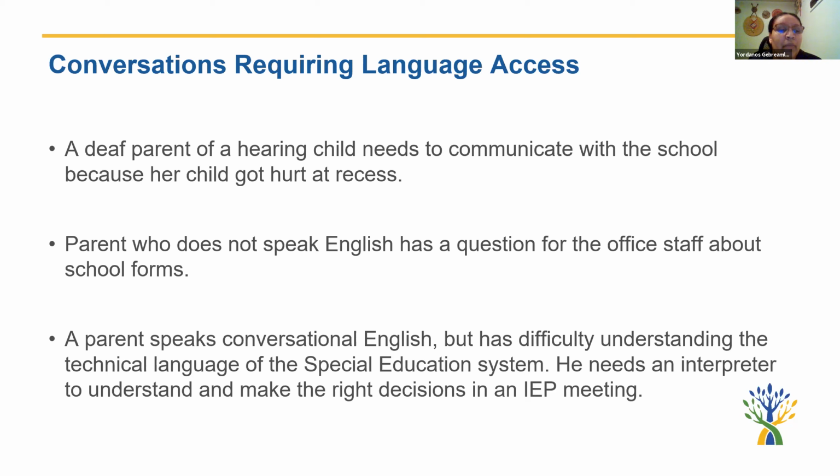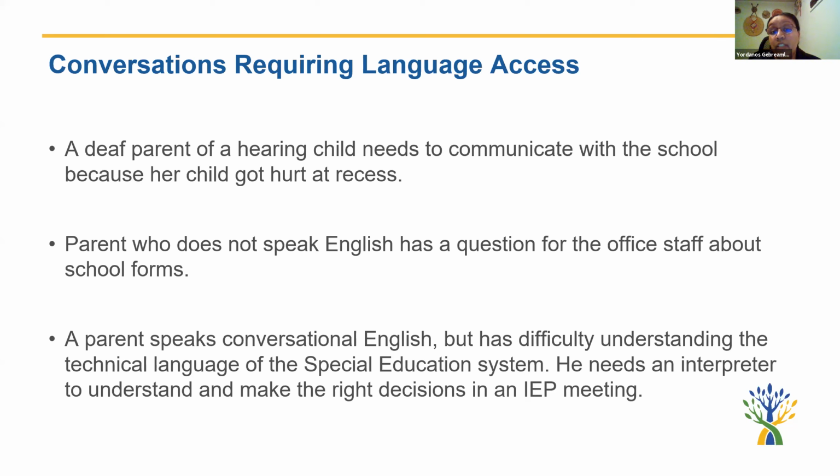So just lean into that and respectfully check in to see if there might be support that's needed. To give examples, if there hasn't been an opportunity to work with an interpreter or navigate situations when translated documents have been needed: one example could be a deaf parent of a hearing child, and say the student gets hurt at recess and they need to communicate. Or parents who have a question for office staff about forms, like registering their student or filling out the lunch form. So there might be an interpreter needed there, or documents that need to be translated into the family's primary language.